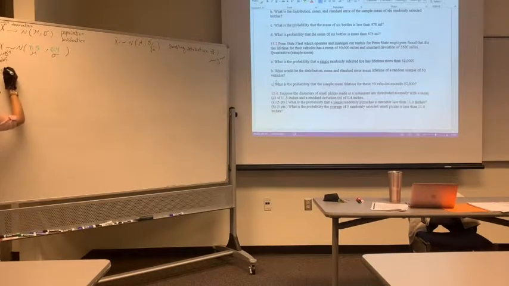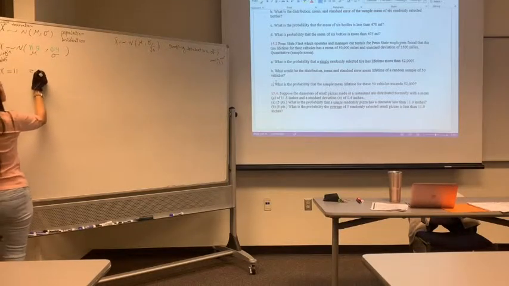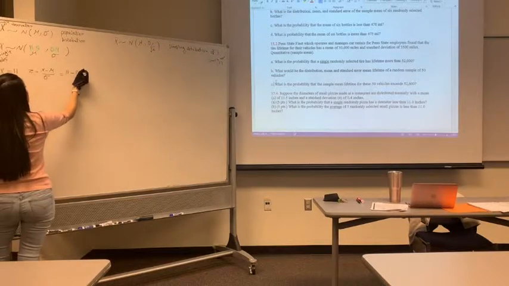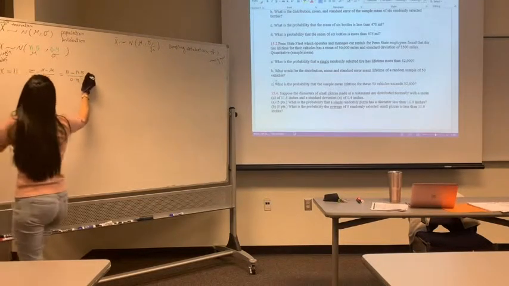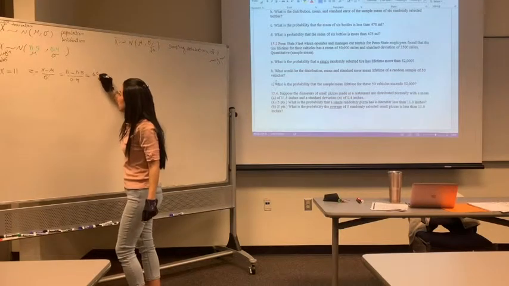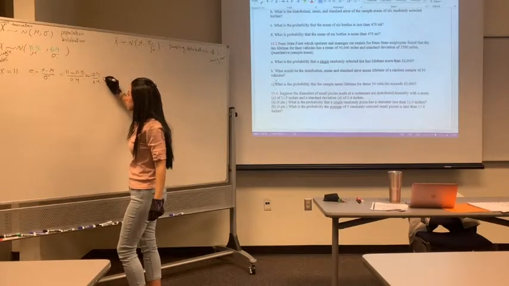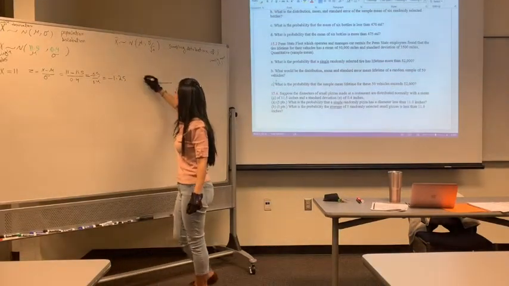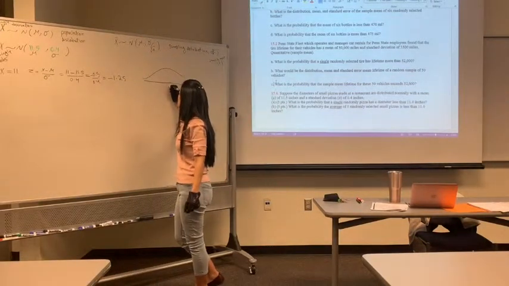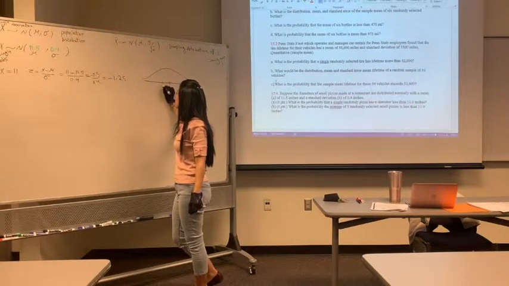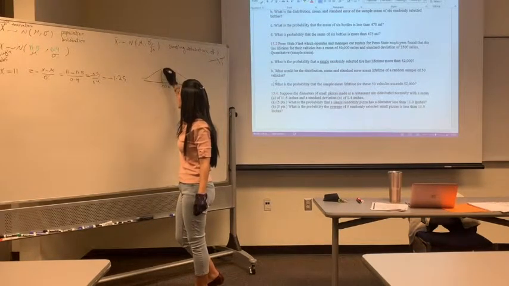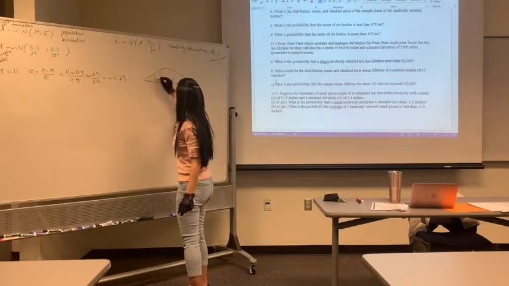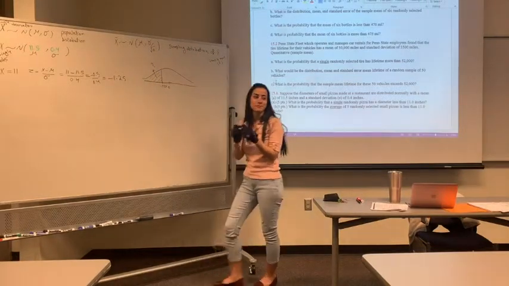So we start with x equal 11. Z is x minus mu divided by sigma. 11 minus 11.5 divided by 0.4 equals negative 1.25. Negative 1.25 here, more than or less than? Less than. We want this one. Okay?